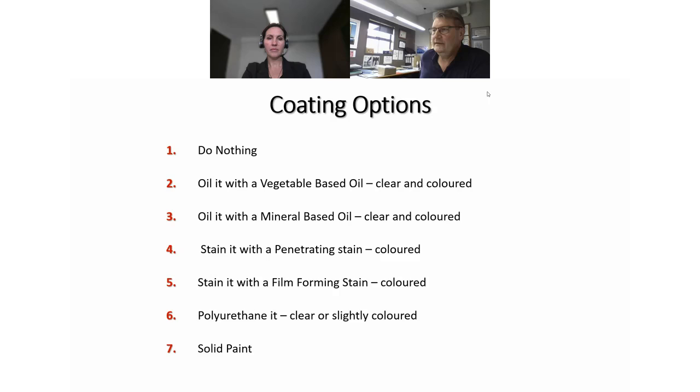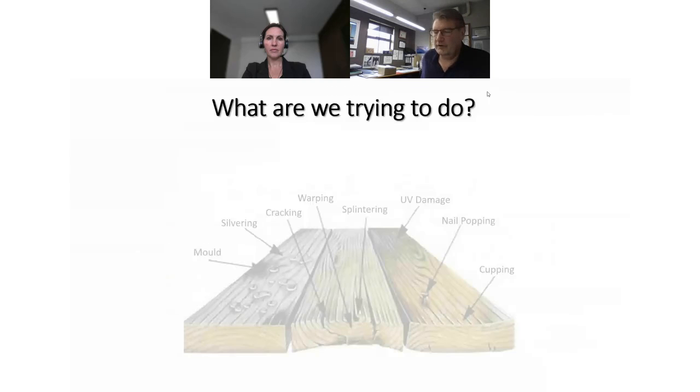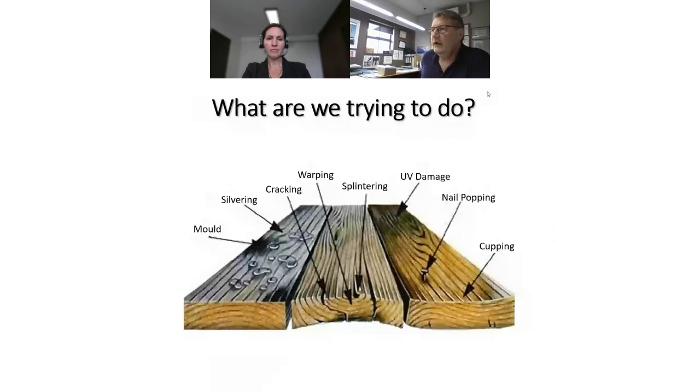So let's move. So what are we trying to do? Just had a glitch on my computer then, but all's fine, don't panic. So what we're trying to do is reduce mold and silvering and reduce warping and get some stability in the timber and reduce UV damage and the nail popping and the cupping and all of that. So this is what we're trying to do. And so let's see how we can do that.